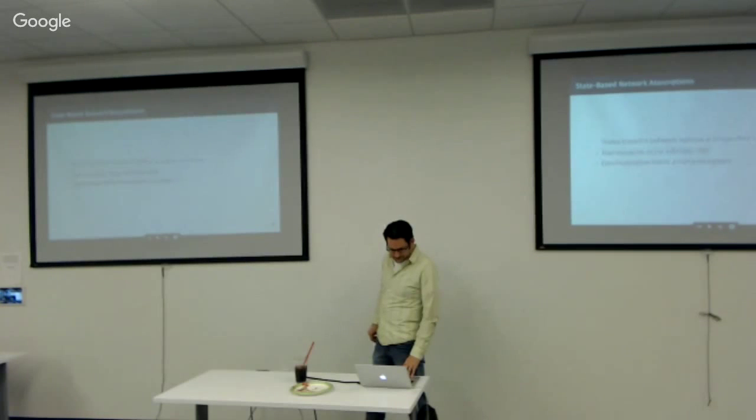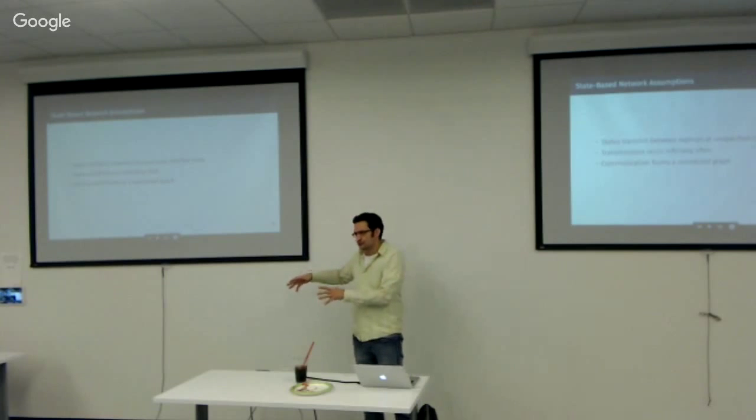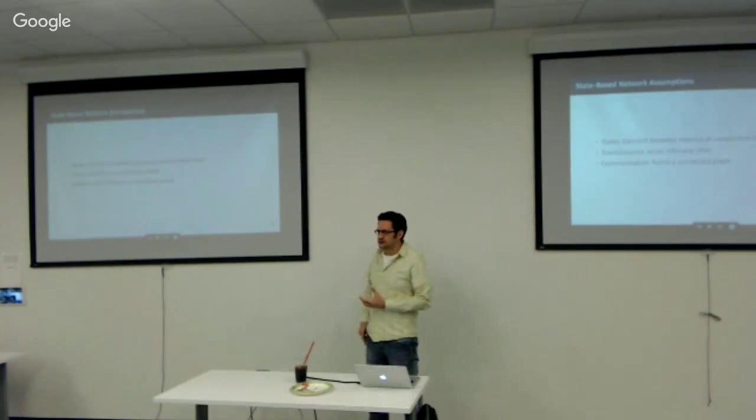Okay, so we make some assumptions about the network, which is that states transmit between replicas at unspecified times, but those transmissions occur infinitely often. And that communication forms a connected graph amongst them. Basically, this means that if something gets corrupted or falls on the floor, it will be resent. This is just a fancy way of saying that messages eventually get everywhere. They may be out of order, and it may take a while, but they do eventually get there.